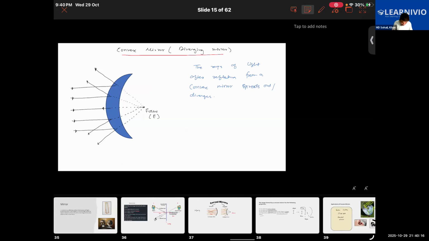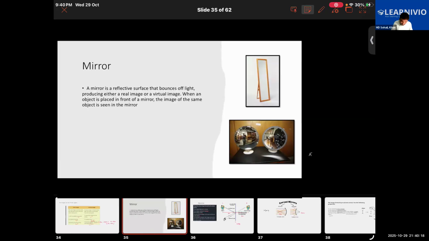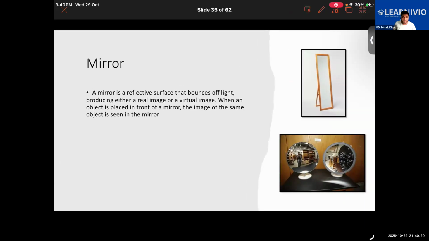One second, because it's not a plane mirror. Let me explain. In the plane mirror, all the rays of light will be bounced together in a particular direction, but here they are bounced in different directions. Getting it?